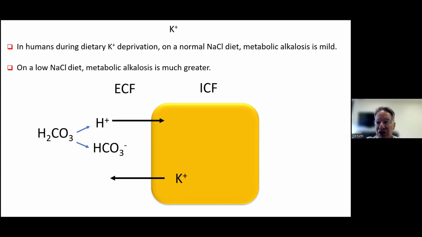However, if you're on a low salt diet, then the effect of potassium deprivation in the diet has a much greater effect, and the metabolic alkalosis is much higher. So the question then becomes, where did the bicarbonate come from? Is it the gastric vein? No, clearly not. You're not vomiting. Is it the colon? No, you don't have any colonic diarrhea. Is it the kidney? It turns out it's not the kidney. I won't go over that data again. It's not the kidney generating it.